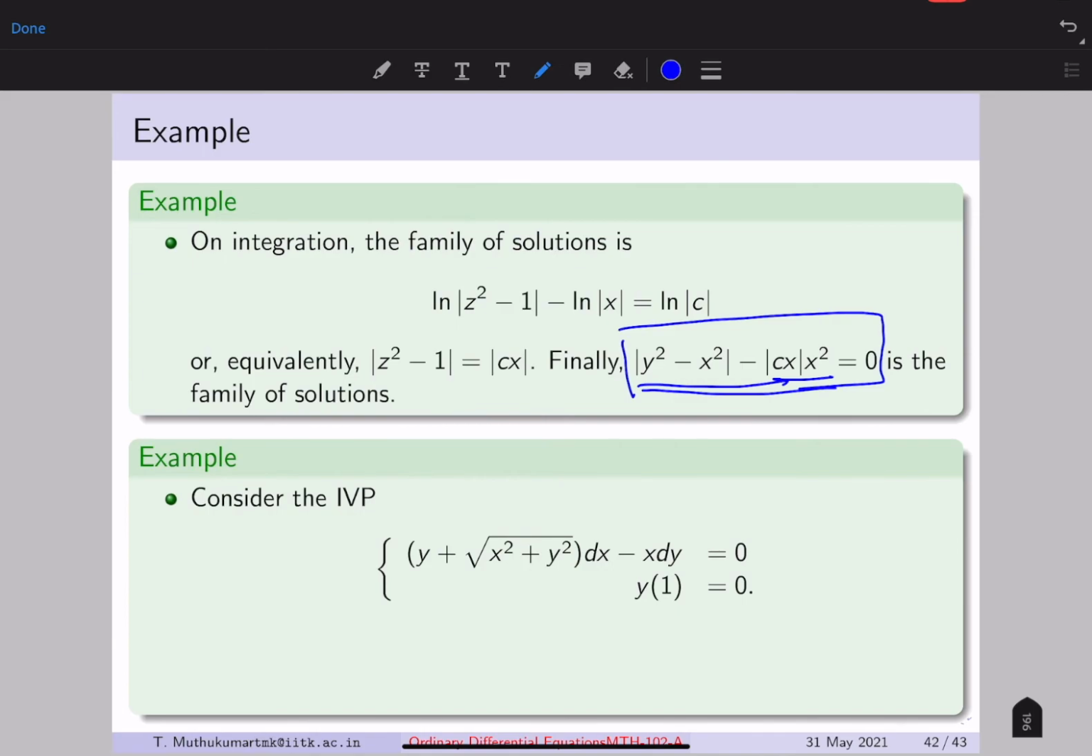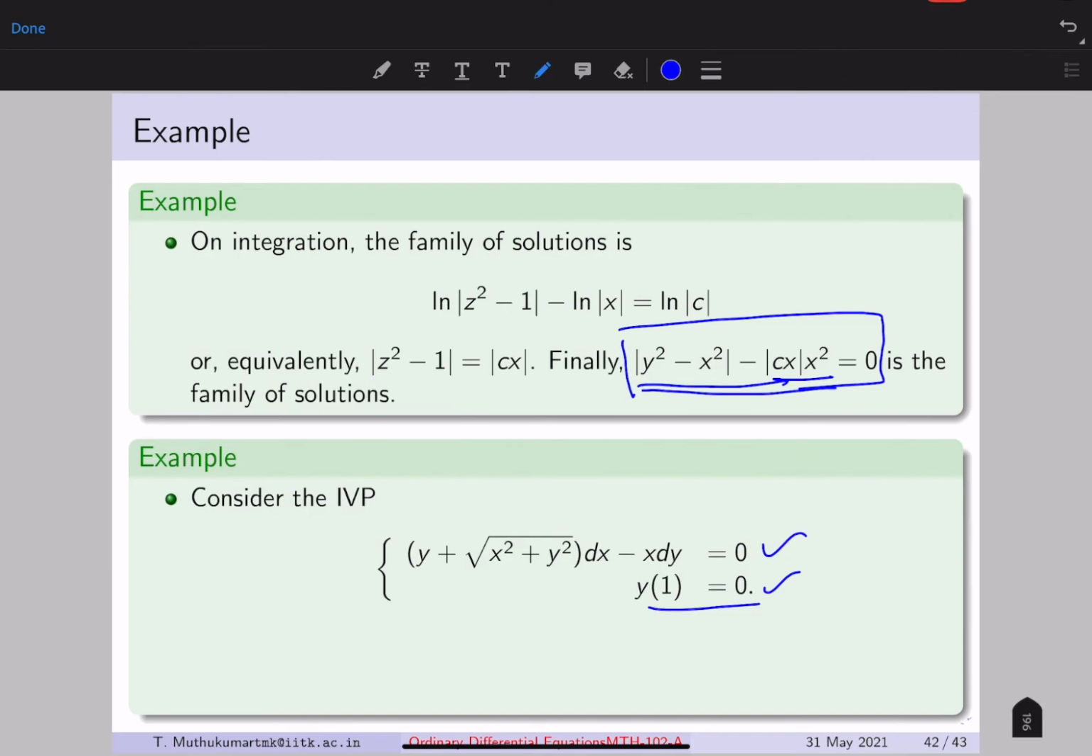Okay. So let's do another example. This time we will take an initial value problem. That is, you have the ODE and you also have an initial value prescribed. More or less in this entire course, whenever we do an example, I'll try to do one initial value problem as well wherever possible. So, just another example.